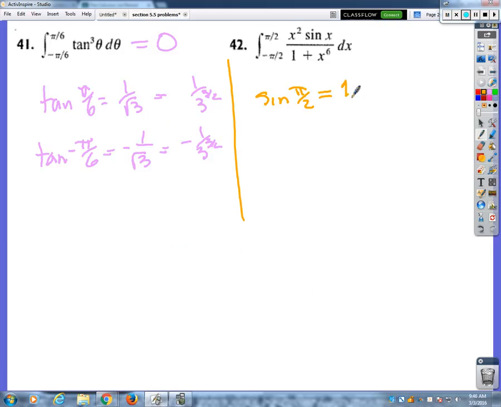So if I plug pi over 2 into this whole thing, then I would get pi squared over 4 on the top times 1, so nobody cares, over 1 plus pi to the 6th over 64 on the bottom. I'm not going to simplify that. I'm just going to leave it like that. Now let's figure out what the sine of negative pi over 2 is.